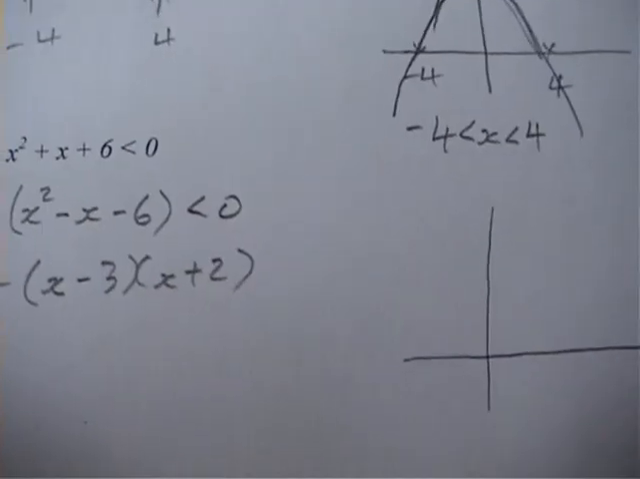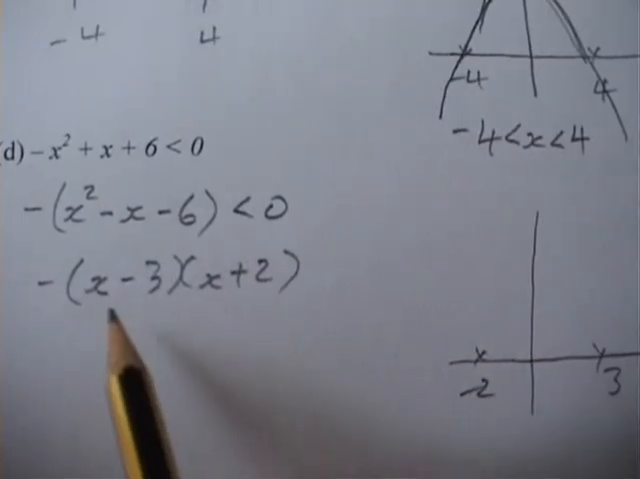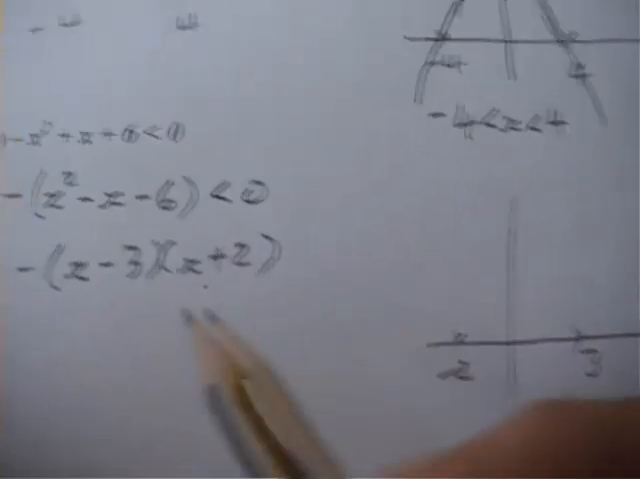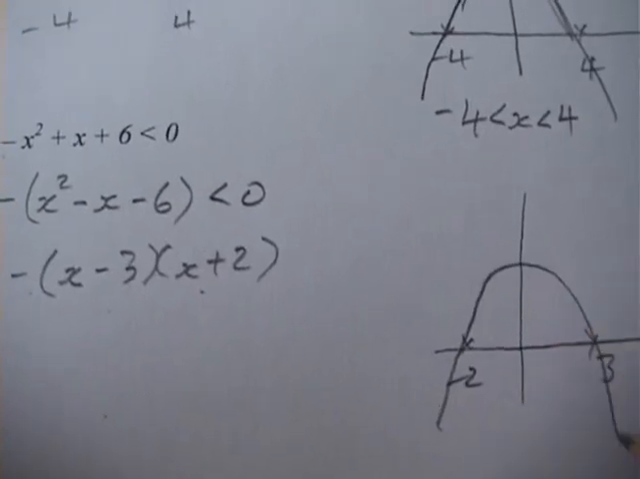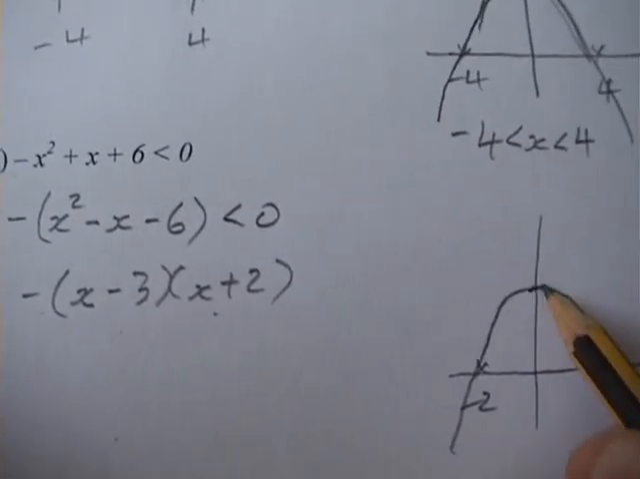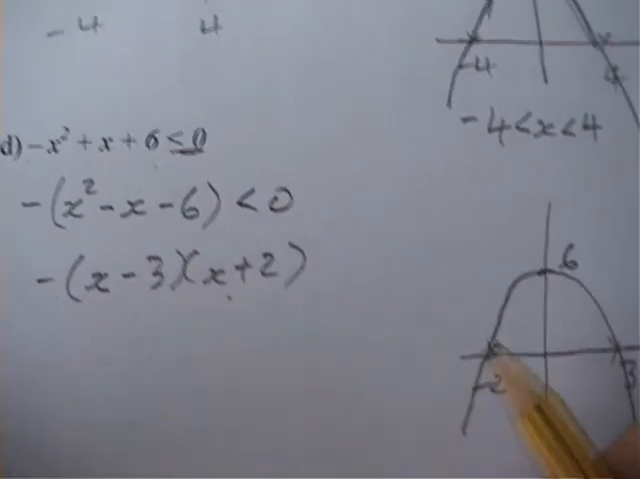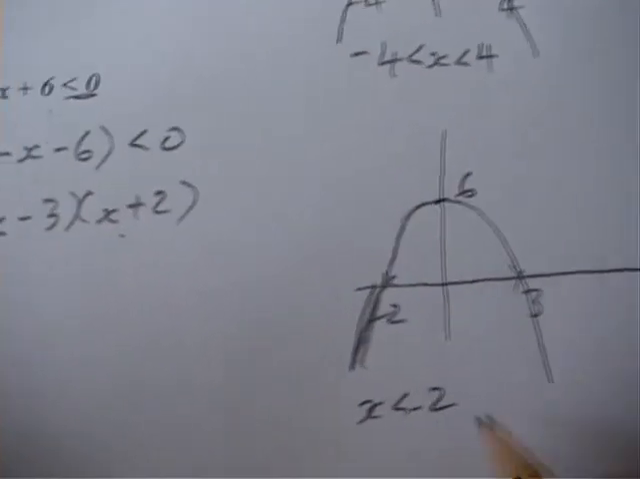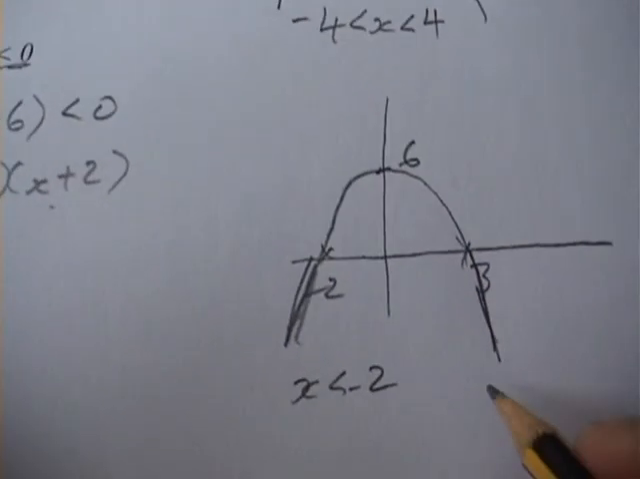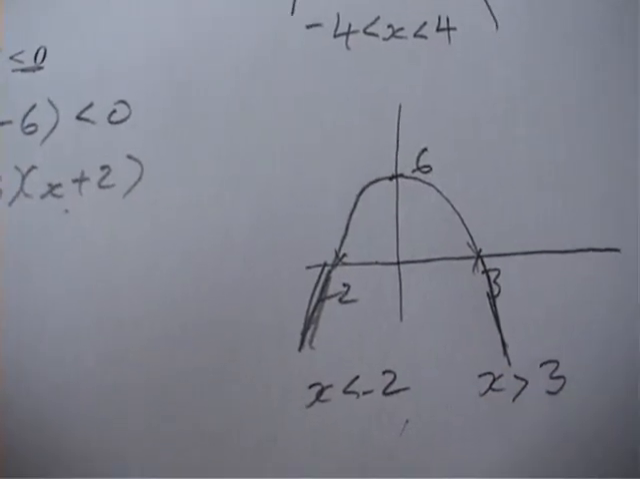So it's crossing at 3 and at minus 2, 3 from this, minus 2 from this, and because it's a minus x squared, we know it's going like this, and I can tell here that it's crossing at 6, because there's a 6 there. It says less than 0, so that's that bit down there, when x is lower than minus 2, and that bit down there, when x is bigger than 3. Two parts, because there's two parts of the graph.